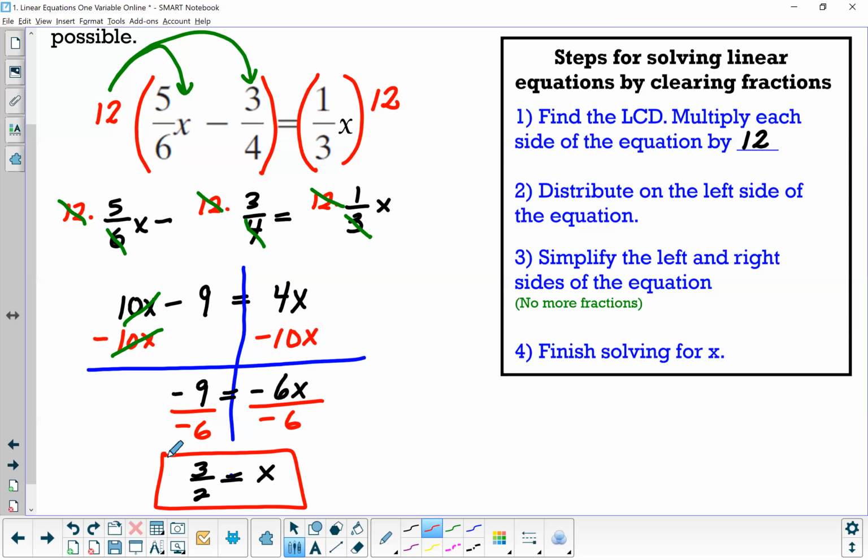Okay, so process. Find the LCD. Multiply each side by the LCD. Simplify, continue solving the equation. Let's try again.